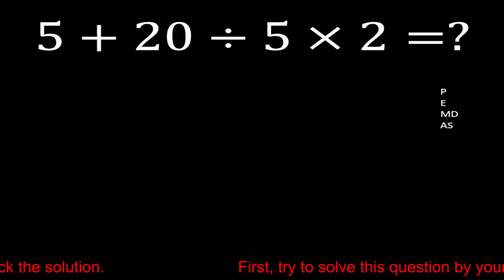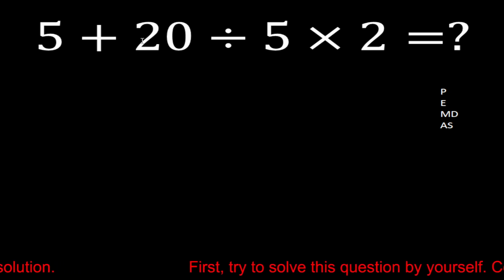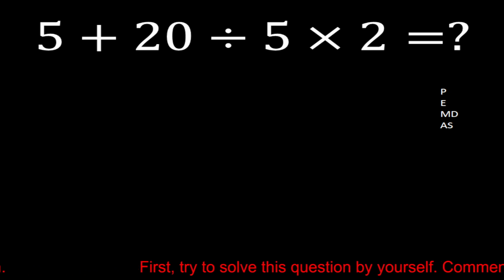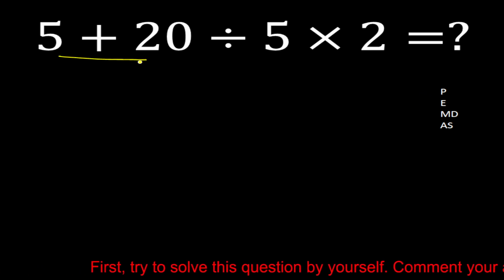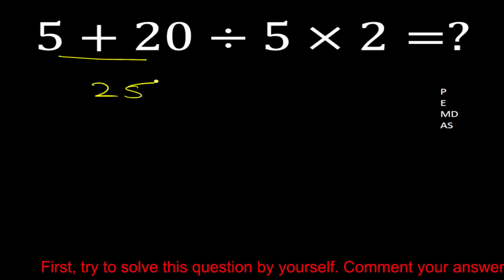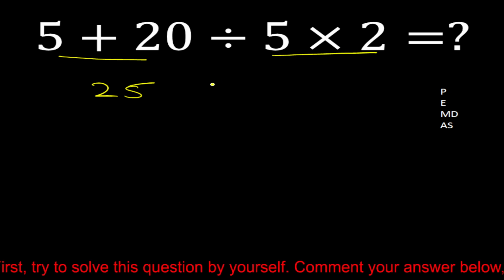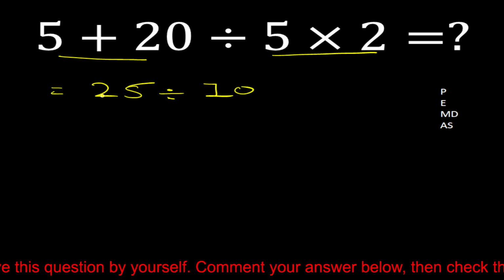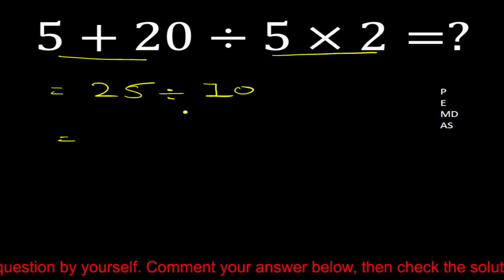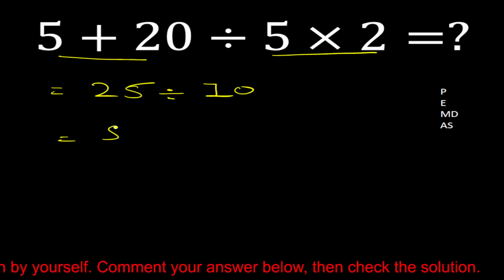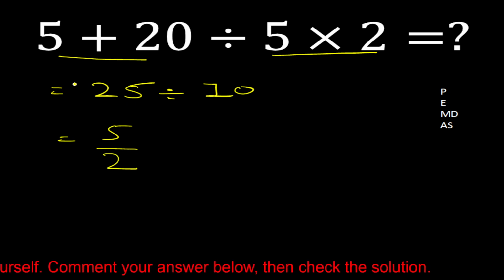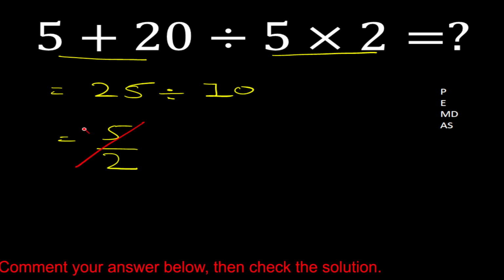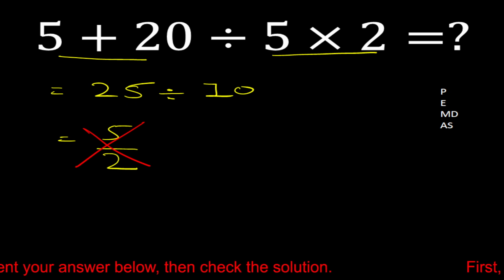So most people solve this question like 5 plus 20 is equal to 25. Then 5 multiplied by 2 is equal to 2. So now 25 divided by 10 is equal to 5 upon 2. But this answer is not correct. This answer is completely wrong.